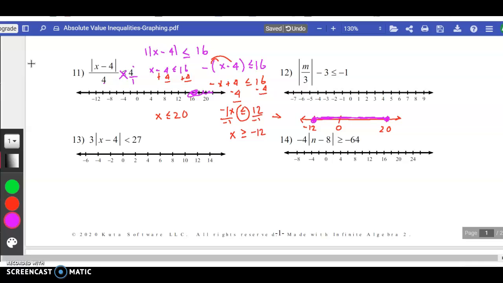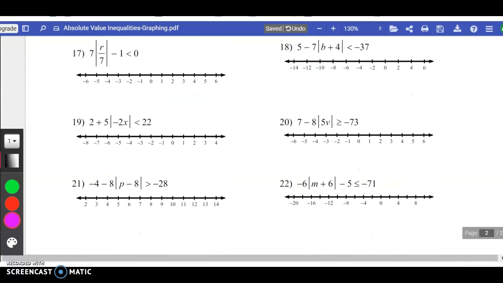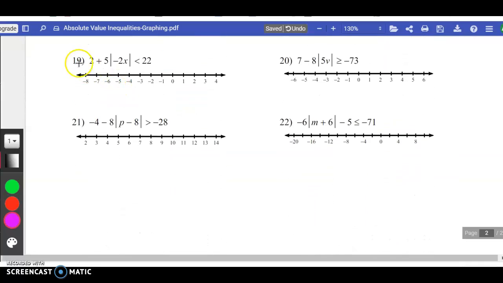Let's move on. That is 6 minutes and 15 seconds. I'm making notes for later, setting this up with instructions. Number 19. Let's take a look at that one. A little bit different, a little bit more.